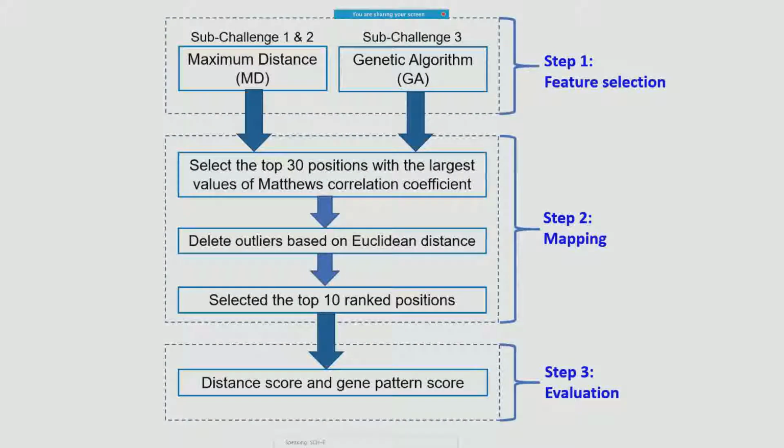And then we evaluate our method by using these 2 scores. The distance score evaluates the distance between the positions we predicted and the positions predicted by the DistMap method. And the gene pattern score is a correlation between the selected gene expression of single-cell RNA-seq data and in situ data.